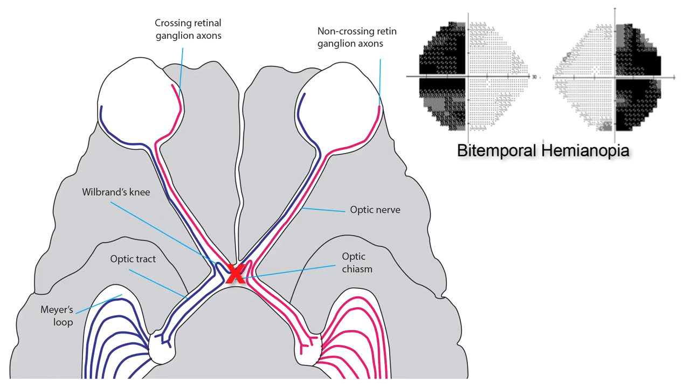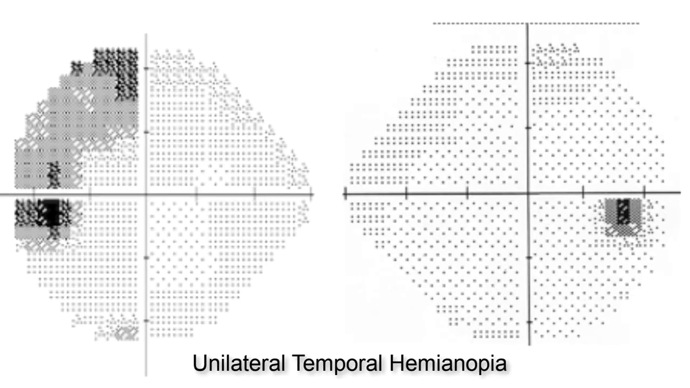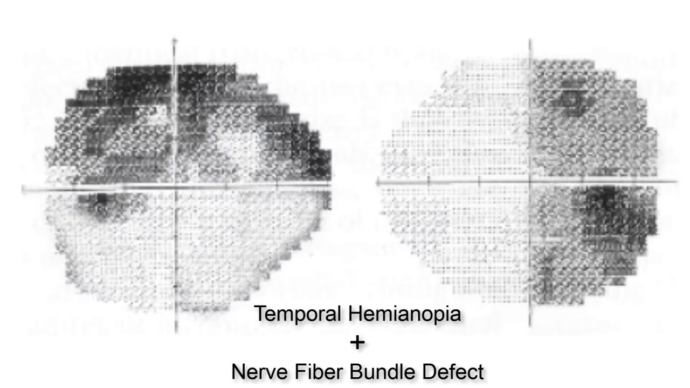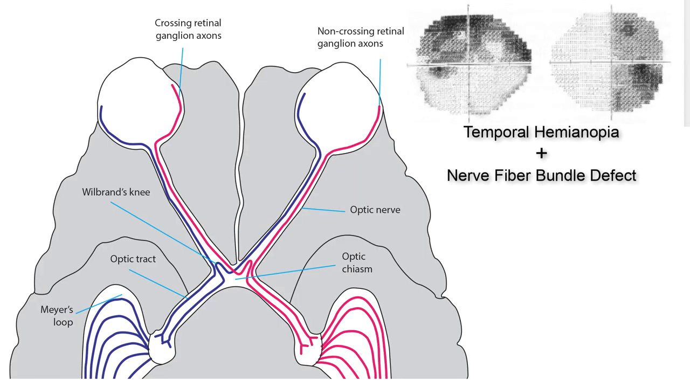Besides the classic bitemporal hemianopia, there are two other visual field patterns of chiasmal area lesions. First, there is the unilateral temporal hemianopia in one eye and a normal visual field in the other eye. This combination spells a lesion in front of the chiasm in the intracranial part of the ipsilateral optic nerve. Then there is the temporal hemianopia in the field of one eye and a nerve fiber bundle defect in the other eye. This hybrid pattern of hemianopic defect and nerve fiber bundle defect spells a lesion at the junction of the optic nerve and optic chiasm.